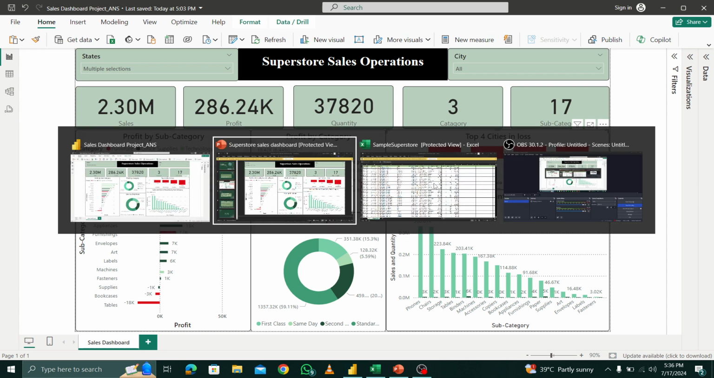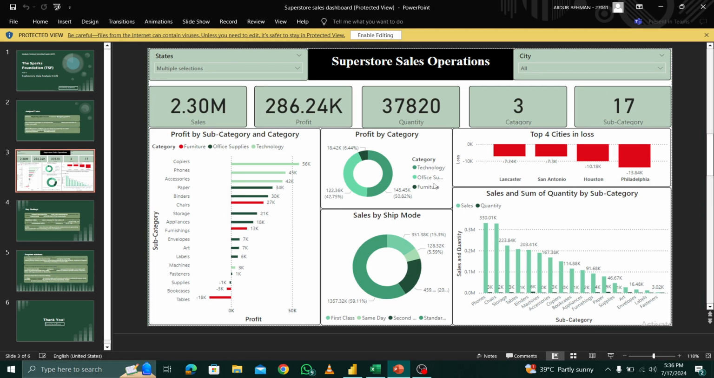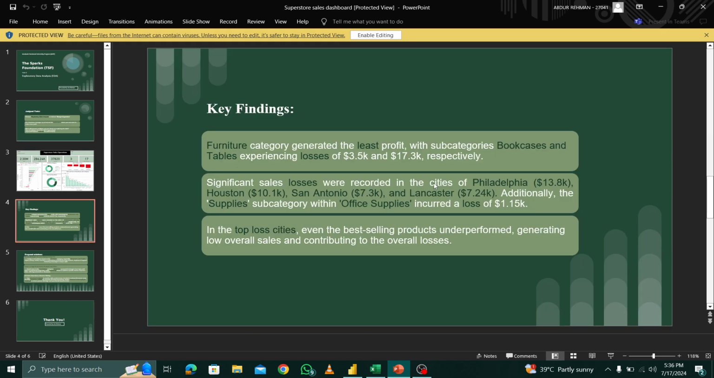So what are the key findings? I have listed those findings in the slides. First of all, the furniture category generated the least profit, with subcategories bookcases and tables experiencing losses of 3.5K and 17.3K respectively. Then significant sales losses were recorded in the cities of Philadelphia, Houston, San Antonio, and Lancaster that I have told you earlier. And additionally, the supplies subcategory within the office supplies incurred a loss of 1.15K.